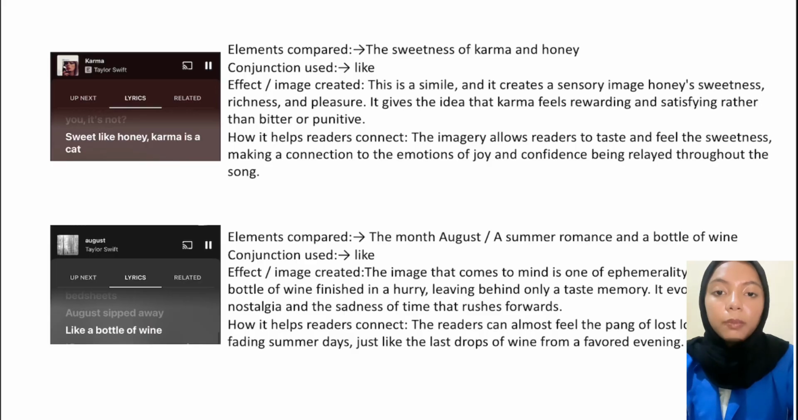Next, I have August slipped away like a bottle of wine. Element compared, the month of August or summer romance, and a bottle of wine. Conjunction used is like. Effect or image created: the image that comes to mind is one of ephemerality and beauty. How it helps the reader connect: the reader can almost feel the pang of lost love and fading summer days, just like the last drops of wine from a favorite evening.